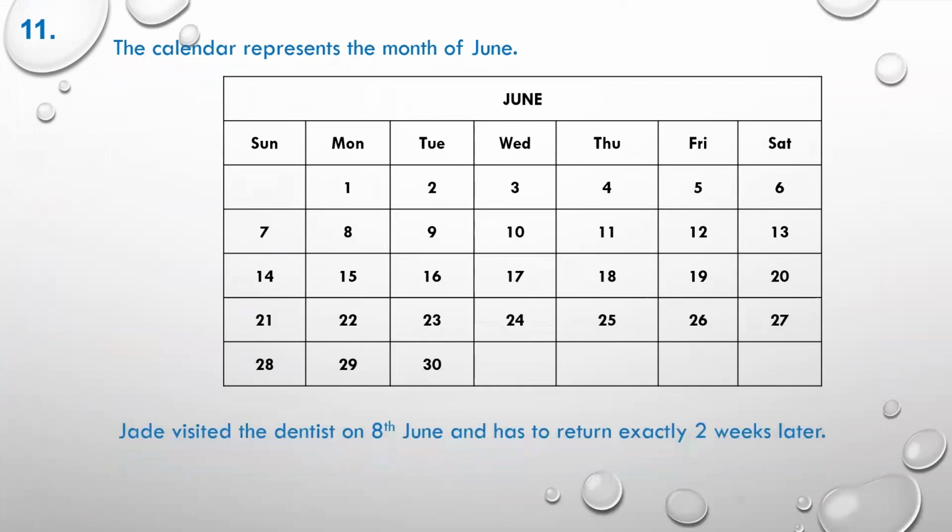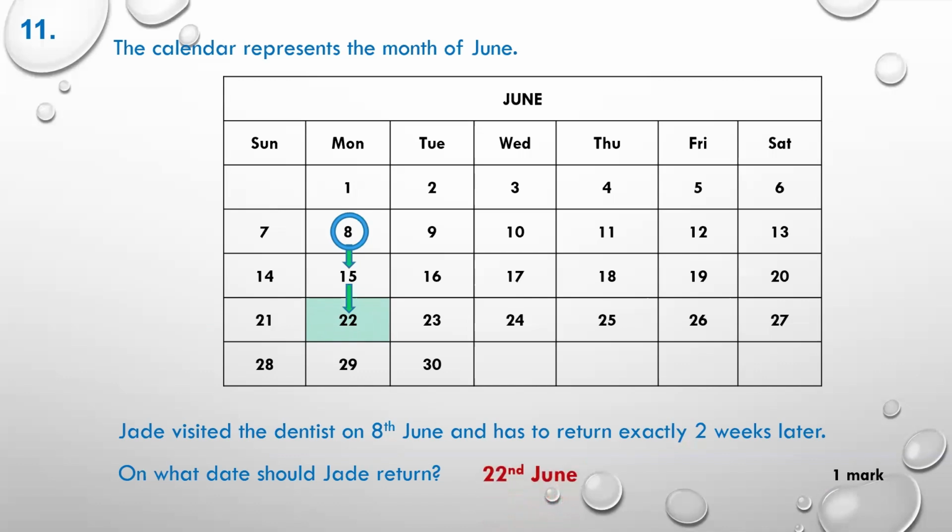Jade visited the dentist on the 8th of June and has to return exactly 2 weeks later. So let's identify the 8th of June. And if we want to return exactly 2 weeks later, on what date should Jade return? So look, it's a Monday that she went on the 8th of June, and she wants to come back 2 weeks later. 1 week later will mean that she's going on the 15th. And the second week, exactly 2 weeks later, will be another Monday, which will be the 22nd of June. So it's still Monday. Monday, the 22nd of June will be our answer.